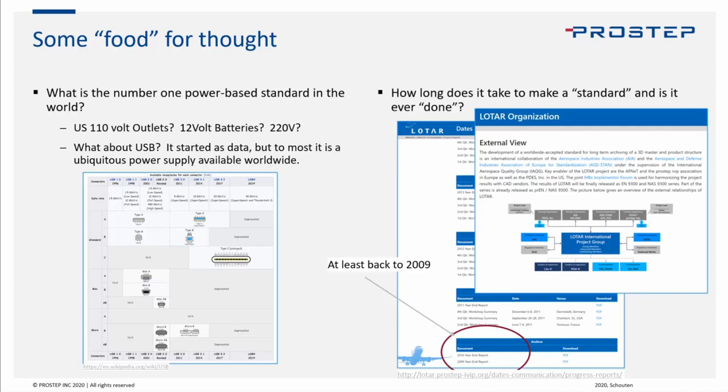Unintended consequences. The other food for thought to me with standards is they seem to take forever. I'll use just one example, and I'm not picking on this by any stretch of the imagination: the LOTAR, Long-Term Archiving Project, has a very important goal. And that goal is to make it so that engineering data that you create today is usable 50, 75, 100 years down the road without having to archive hardware and software and iterations and so on.